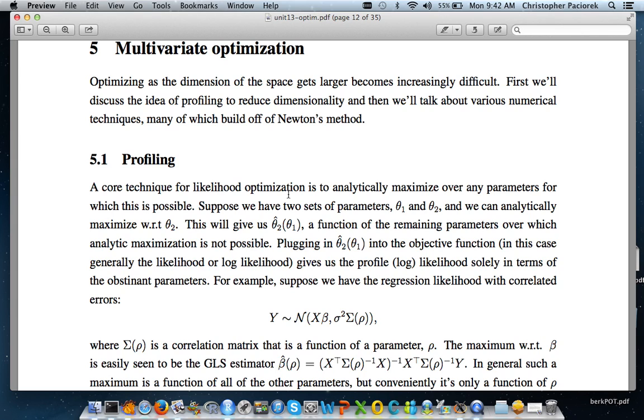I guess the thing I neglected to mention here is generally, if we're maximizing the likelihood, we're just going to maximize the log likelihood. That's going to be equivalent to maximizing the likelihood. And since we usually frame it as a minimization, we're also often going to talk about minimizing the negative log likelihood.